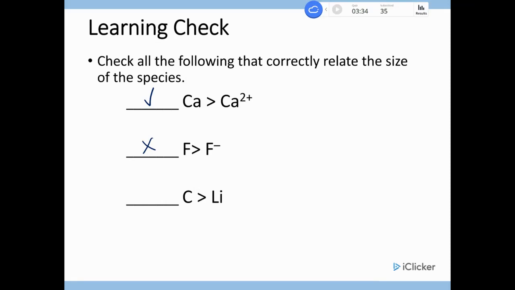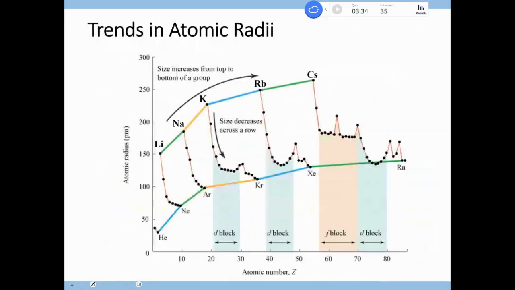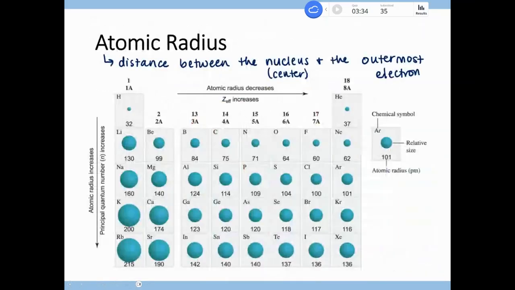And then how about carbon and lithium? Carbon larger than lithium? No. Let's go back to this slide here. Lithium and carbon are in the same row. You can see the difference, 75 picometers versus 130. So lithium is a lot larger because it has fewer protons in the nucleus. Carbon has more, so it holds the electrons closer.